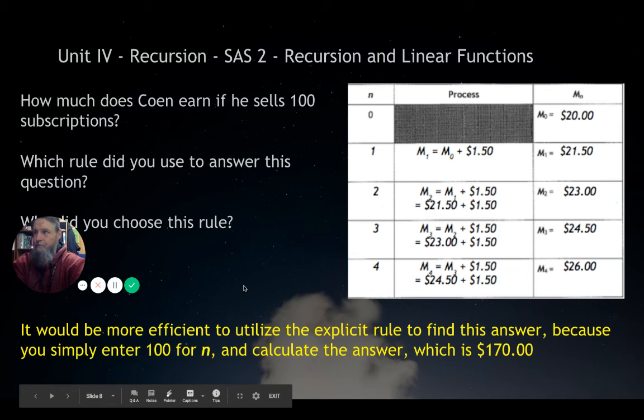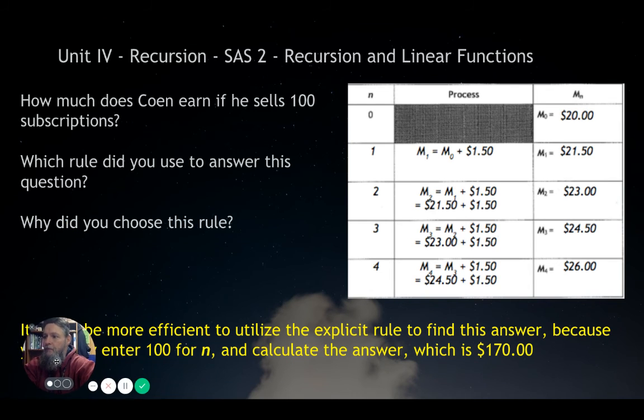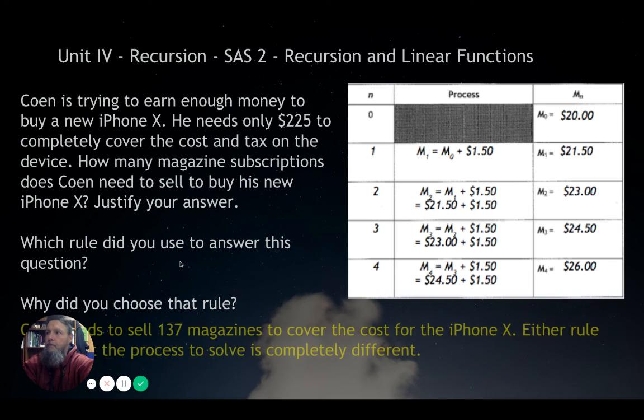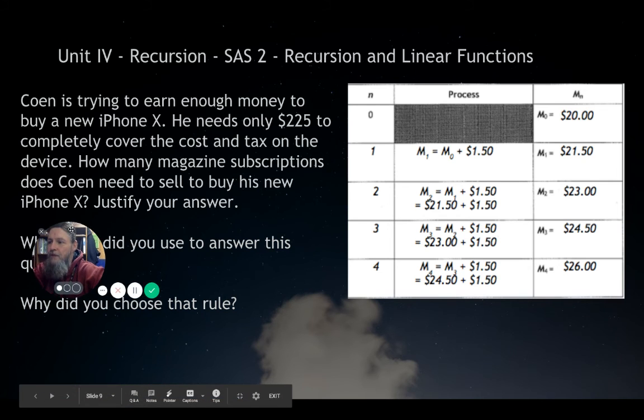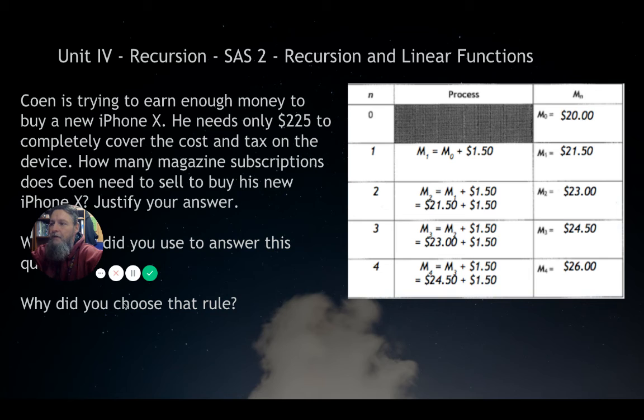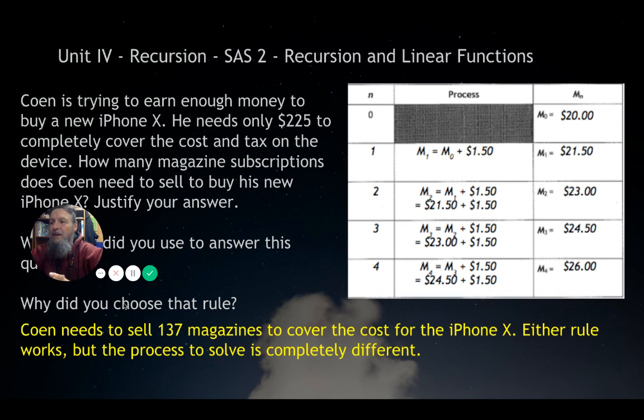All right. He's trying to earn, let me back up. He's trying to earn enough money to buy a new iPhone X. He needs only $225 to completely cover the cost and tax on the device. How many magazine subscriptions does Cohen need to sell to buy his new iPhone X, and justify your answer? Which rule do you use to answer the question? Why did you choose that rule? Let's see. Cohen needs to sell 137 magazines to cover the cost of the iPhone X.